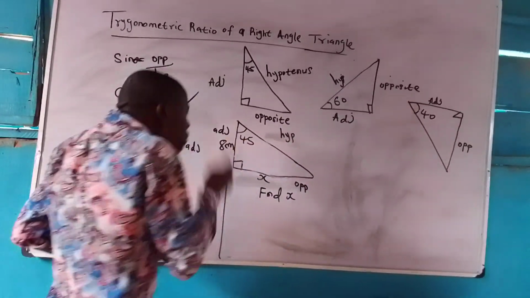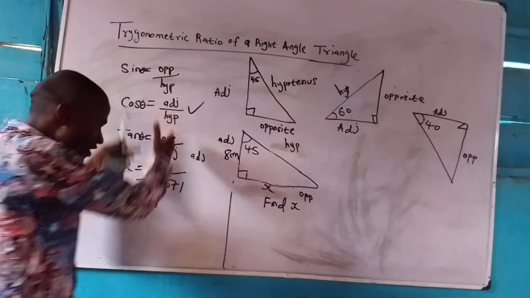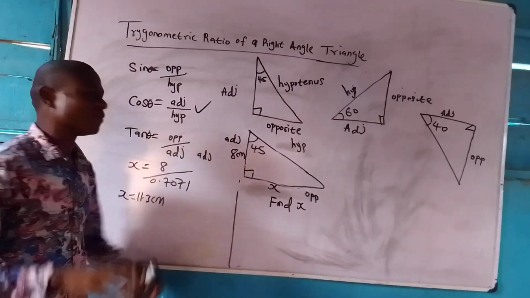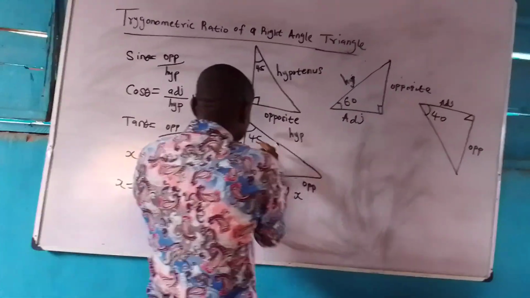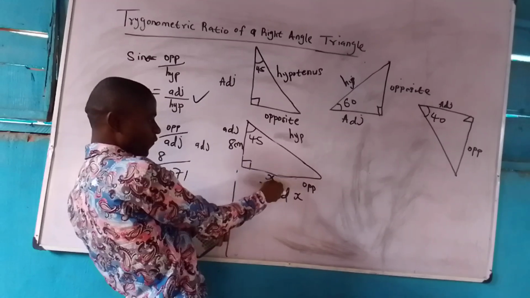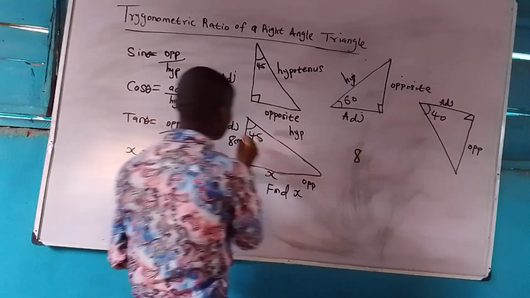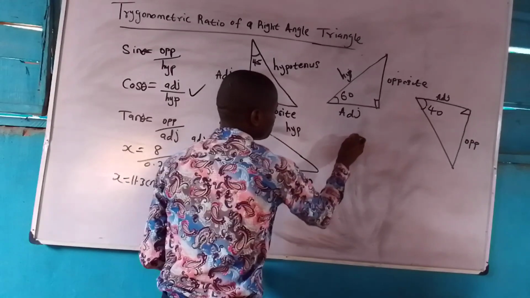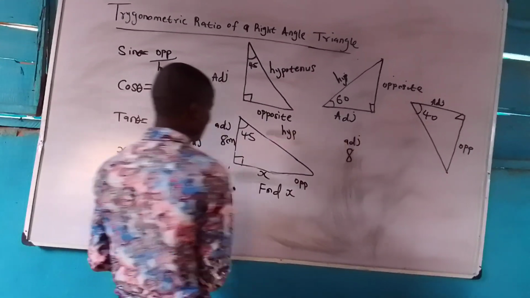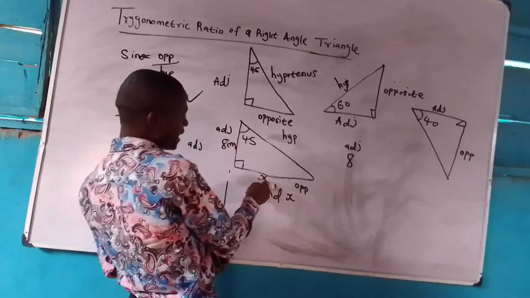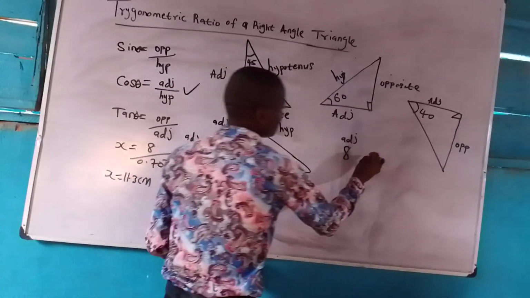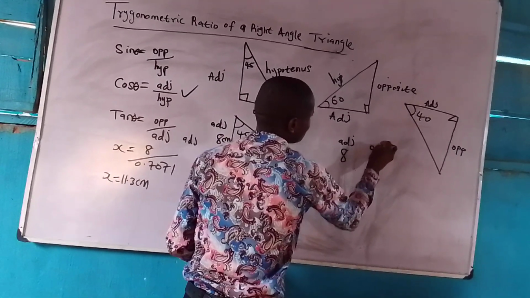Now, how do you know which of the trigonometric ratios to use in solving this problem? Look at it. Let's write out what they want us to find and the one that is given. They gave us 8, and that 8 they gave us is adjacent. Let me just put adjacent on top. They want us to find x, and that x side is opposite.